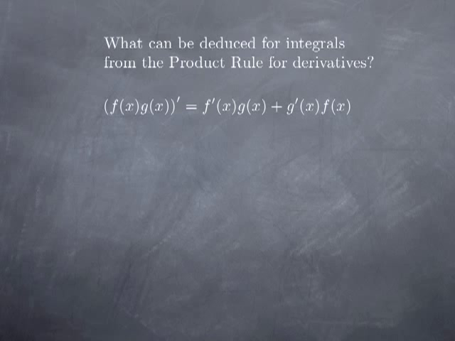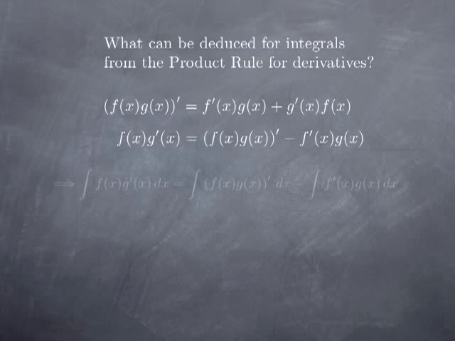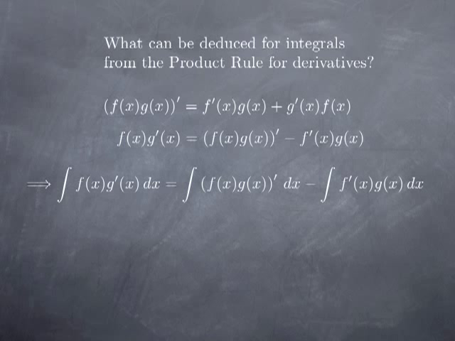Recall that the product rule states that to differentiate a product of two factors, we differentiate the first factor multiplied by the second unchanged, and then add the product of the derivative of the second factor with the first factor unchanged. So let's say I want to isolate one of the mixed products on the right hand side. So I get f of x times g prime of x equal the derivative of the product minus f prime g. If I integrate both sides, I get the integral of f times g prime is equal to the integral of the derivative of the product f times g minus the integral of f prime times g.